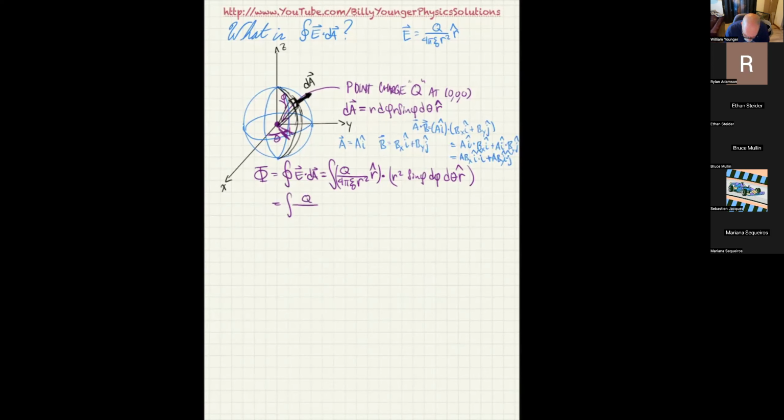I'm going to say Q over 4 pi epsilon naught r squared. That's one of the constants out in front of the vector. And then I'm going to say that times r squared sine phi, and then d phi d theta, and then I'm going to write r hat dot r hat. And remember, A dot B is also equal to the magnitude of A times the magnitude of B times the cosine of the angle between them. So that means this is going to be 1 times the cosine of 0 degrees, which means this is just 1. Everybody follow that?